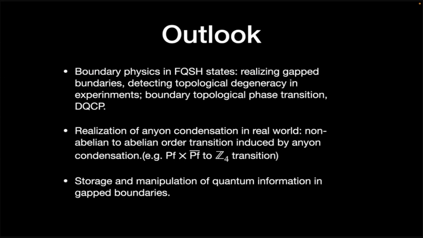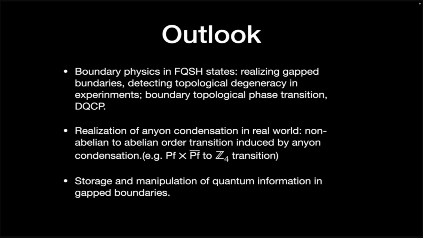Okay, so allow me to discuss the outlook of this work. I think this experimental observation of the fractional quantum spin Hall state opens up the possibility of studying boundary physics in fractional quantum spin Hall states. For instance, previously many experiments have studied the gapless chiral edge modes, but now it is actually possible to study gapped boundaries in these non-chiral states and to detect the topological degeneracy. And it is also possible to study the boundary topological phase transition.